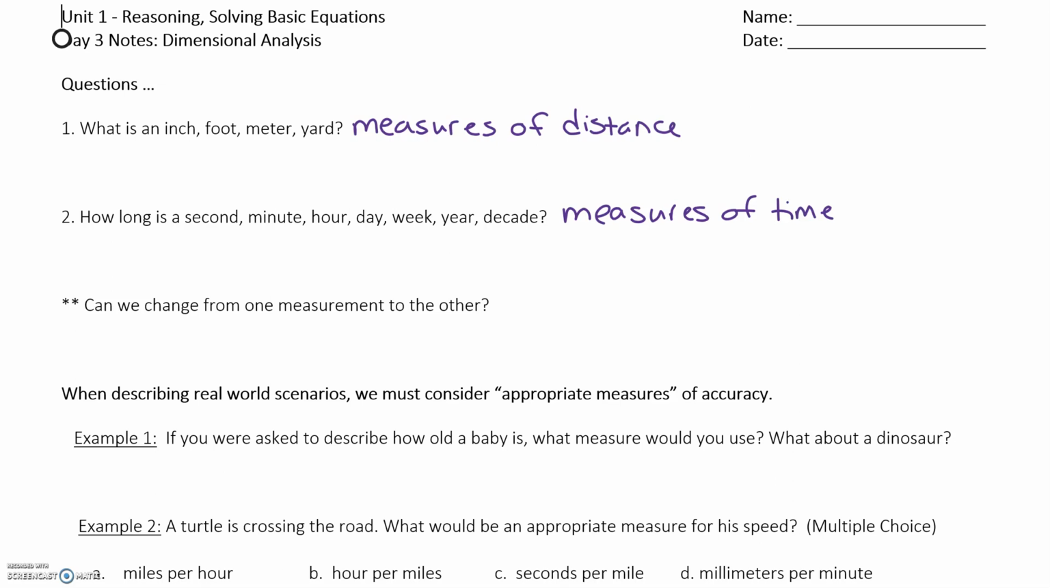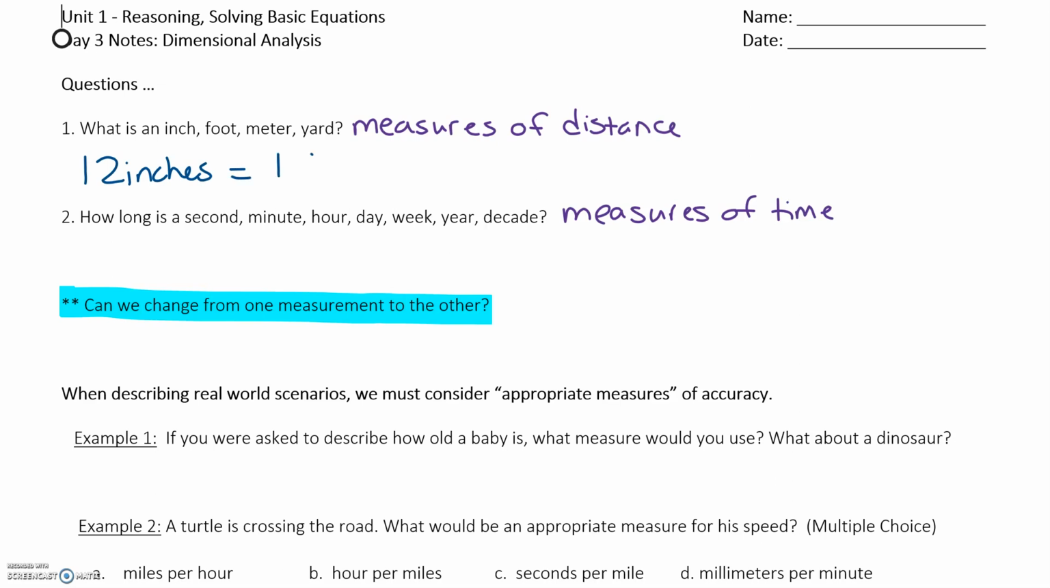Now, this is right here underneath it, can we change from one measurement to the other? So if I give you something in inches, can you change that to feet? Of course we can, because we all feel very comfortable that we know that there are 12 inches in 1 foot. We feel very confident in some of these measurements. We could do feet to meters or inches to yards. It would just take a little extra steps.